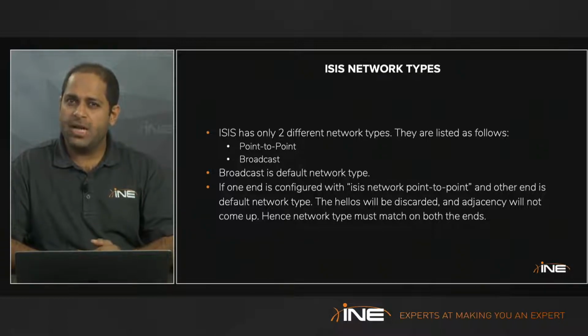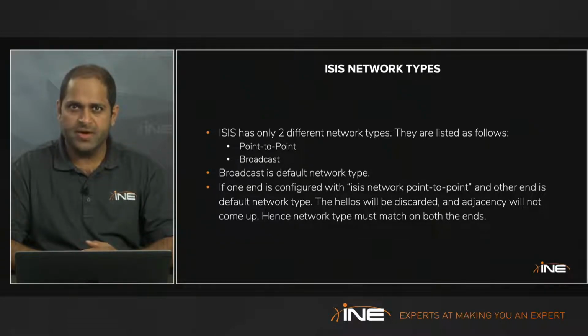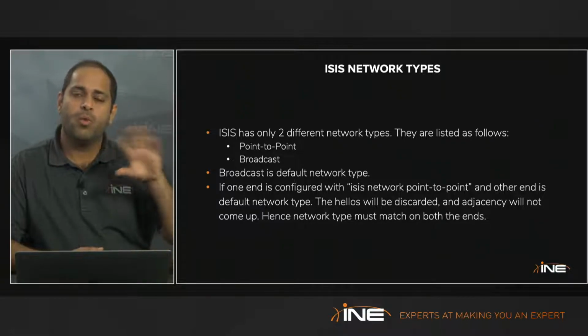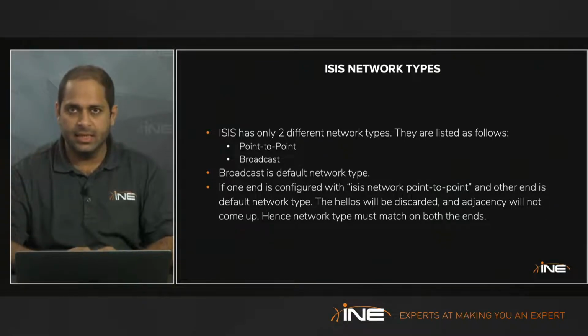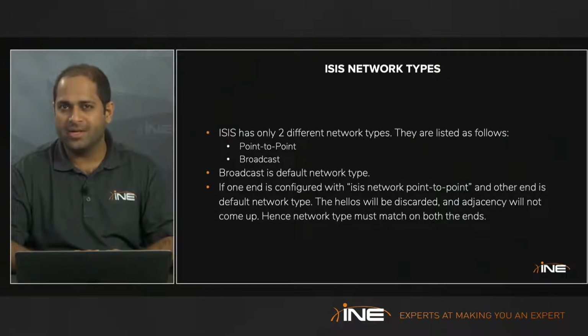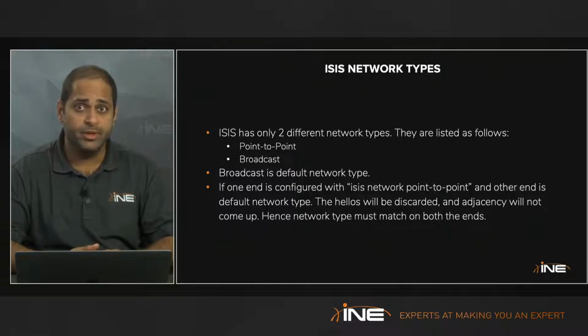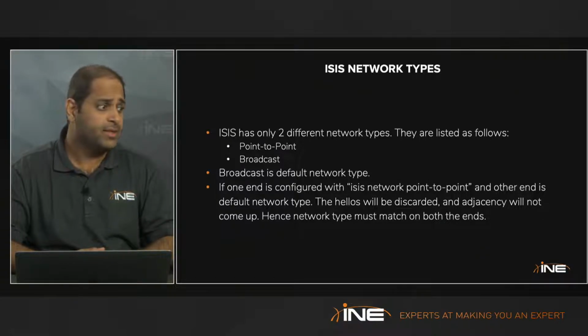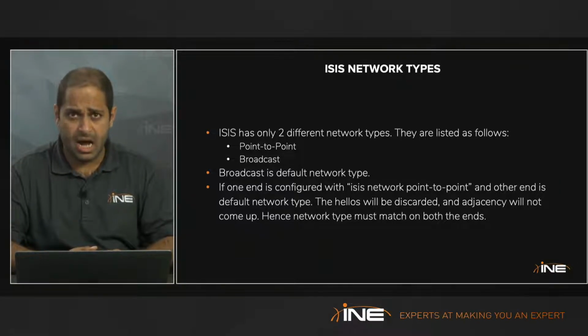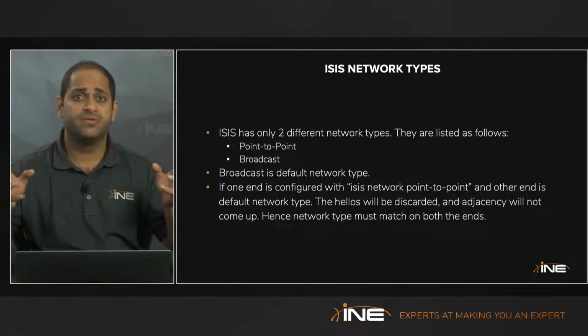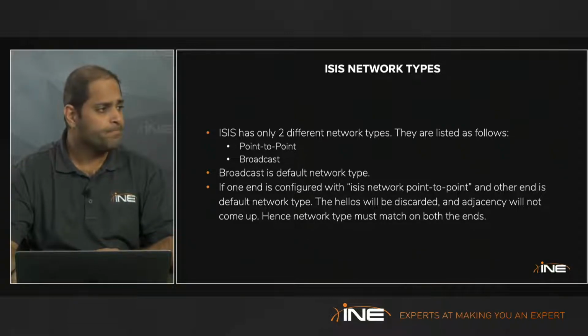Like OSPF, your network type must be the same for two devices to establish ISIS adjacency. So you cannot have one router with point-to-point and the second router kept as broadcast. Because as you know, in a broadcast segment there is a DR election, which is called DIS, and in point-to-point there is no DIS election. That's why the network type must be the same. Otherwise, your hellos would be discarded when two routers are running different network types.